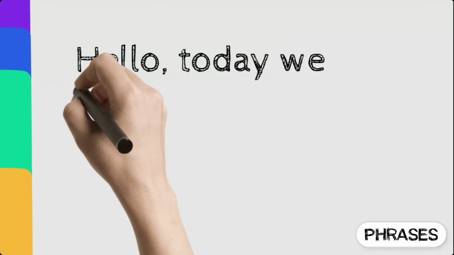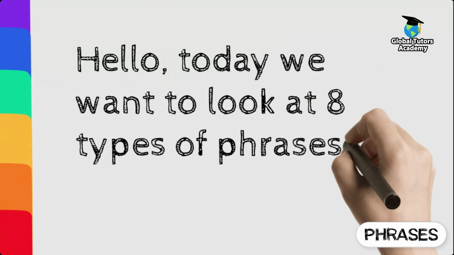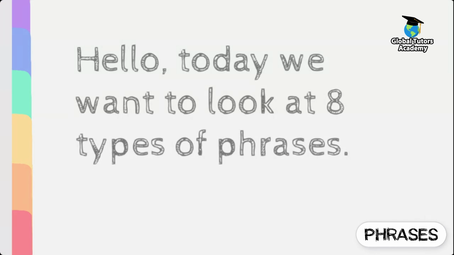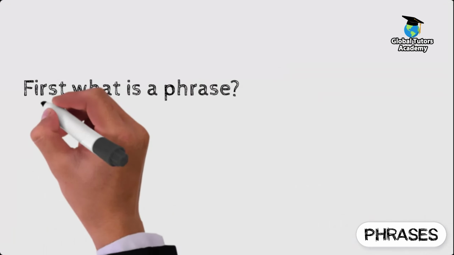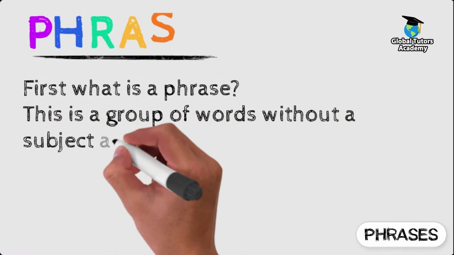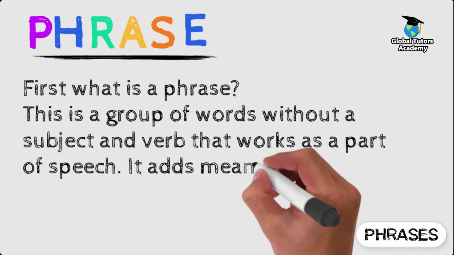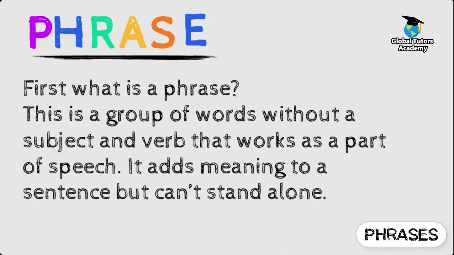Hello, today we want to look at 8 types of phrases. But first, what is a phrase? This is a group of words without a subject and verb that works as a part of speech. It adds meaning to a sentence but can't stand alone.